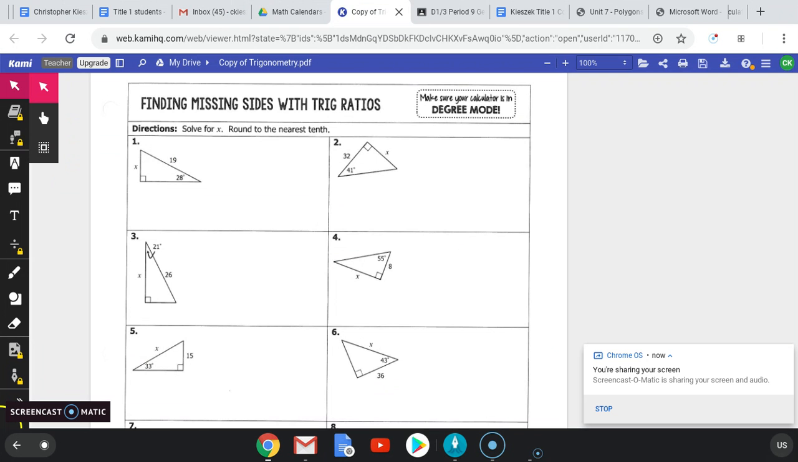Hello boys and girls, this is Mr. Kizik, and in this video we're going to be looking at how do we find missing sides of right triangles.